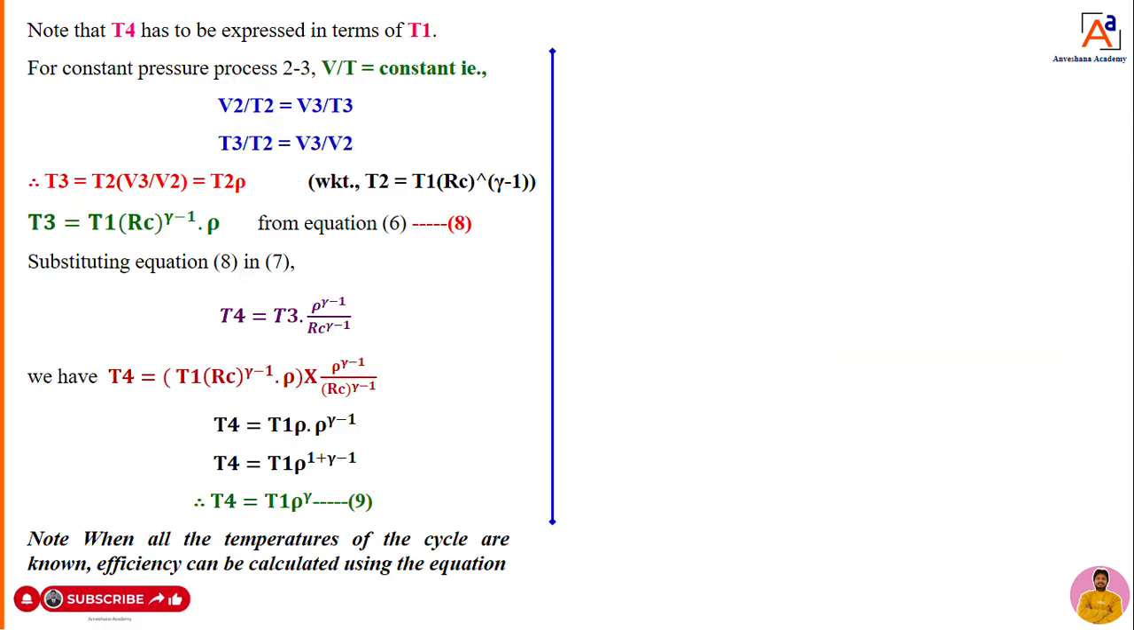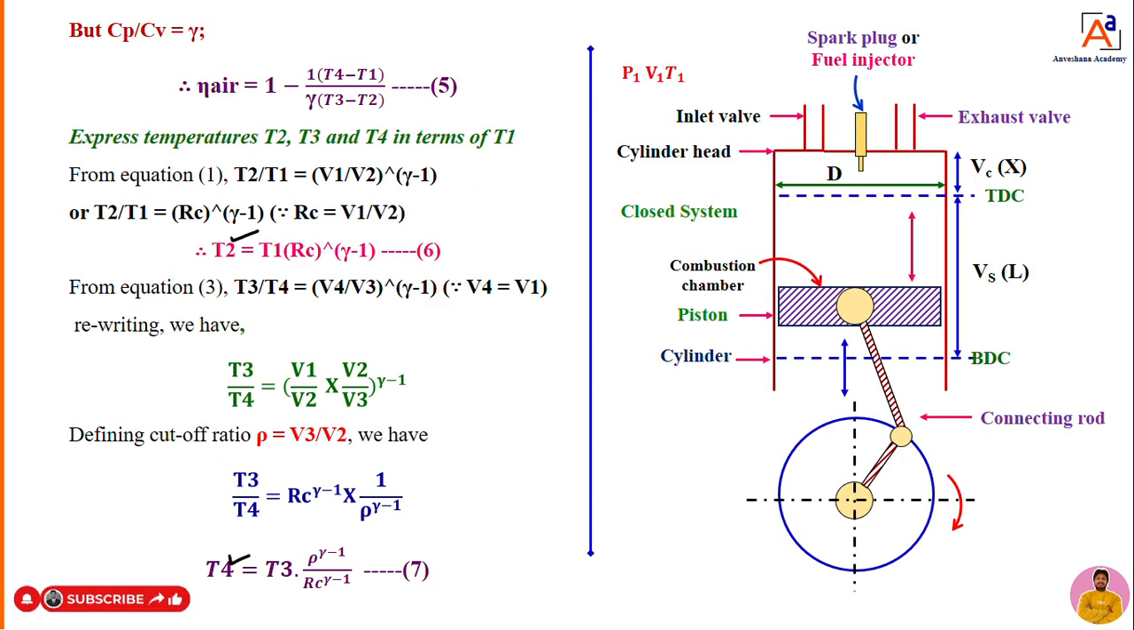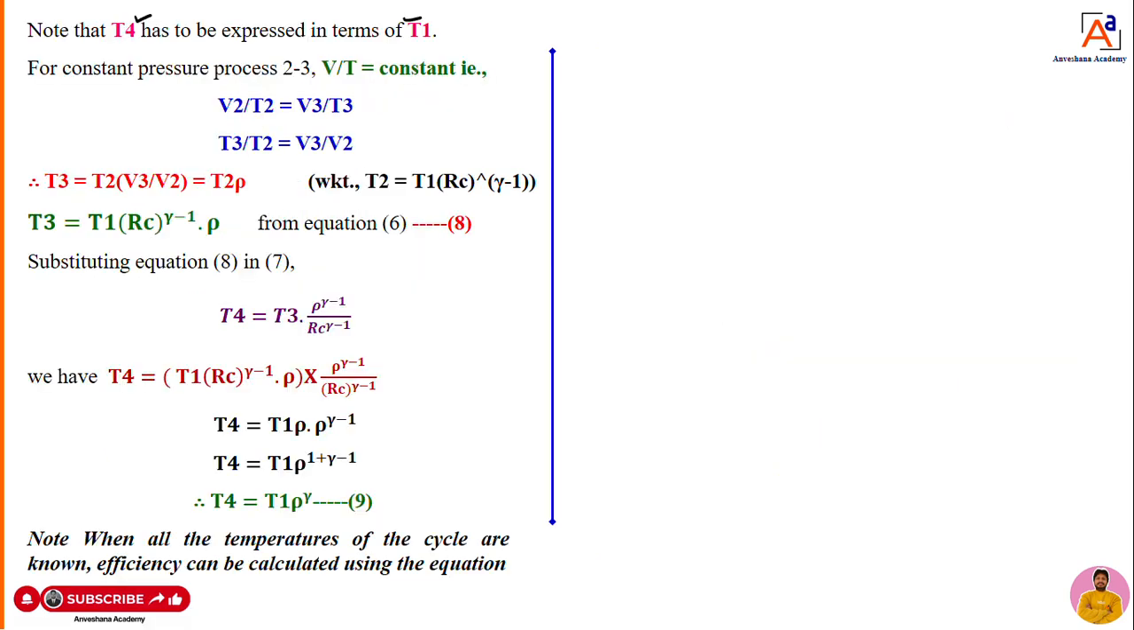So now I will move to the next step, because T3 I don't know. I will try to calculate the value of T3. Note that T4 has to be expressed in terms of T1, as I told dear students very clearly. Whatever value you got, T4 you got in terms of T3, but you should express T4 in terms of T1. Why do we need to express all the temperatures in T1? I will tell you, because of simplification. So one thing is that T3 we don't know.